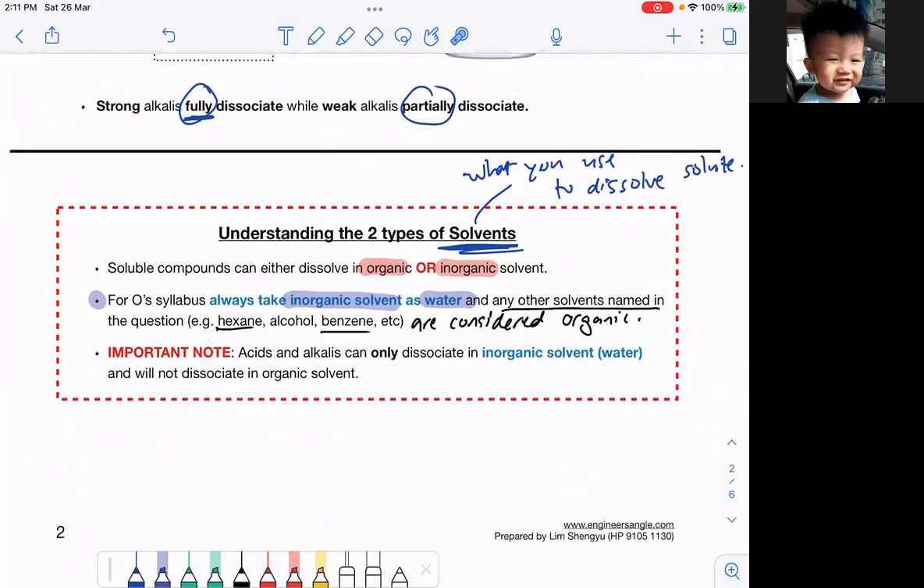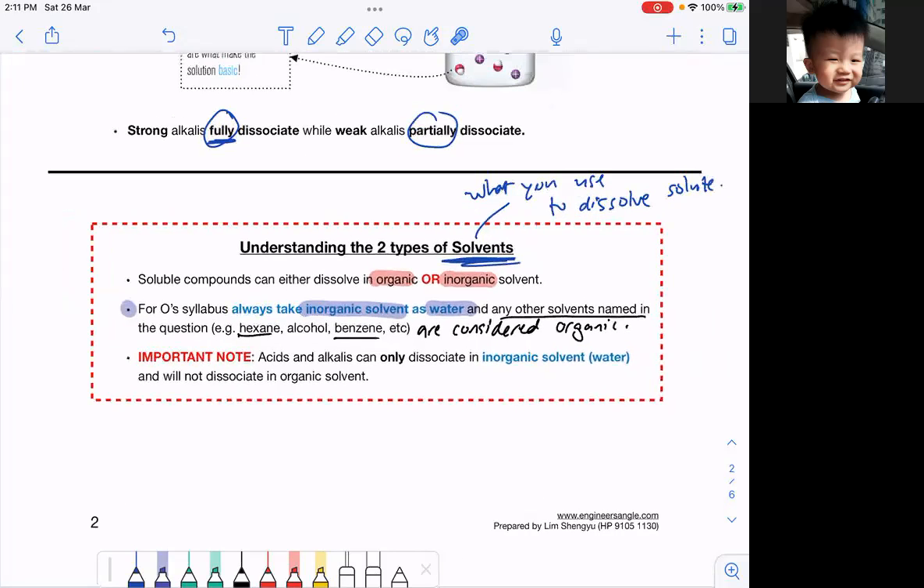Sometimes, they're not supposed to ask because it's a bit out of syllabus, but they will ask you about the concept of organic and inorganic solvent. So what you must remember is I only need water, and water is considered what kind of solvent? Inorganic. So everything else is organic. Okay, you will get questions like that.